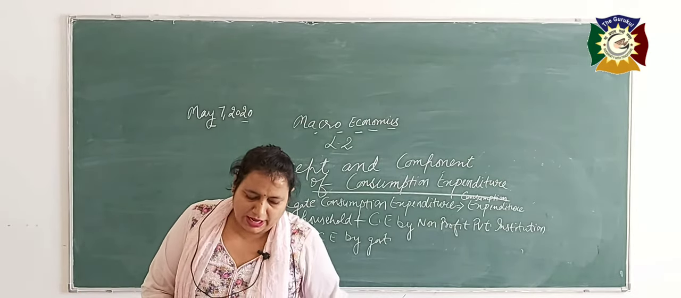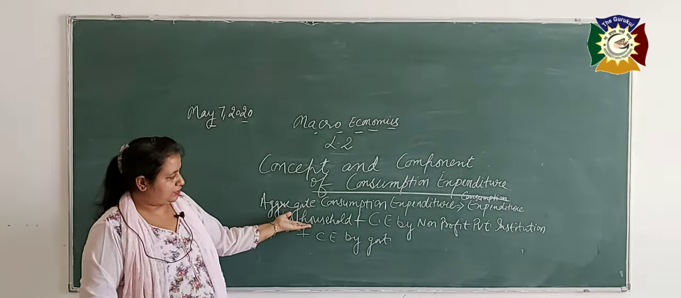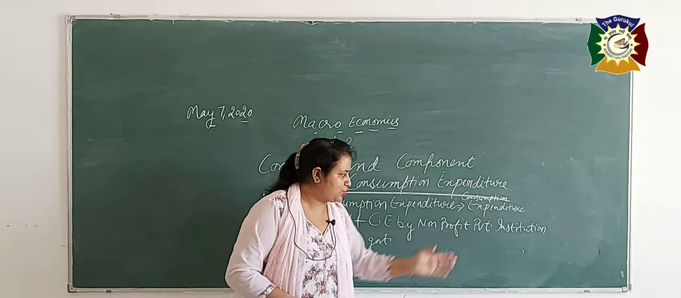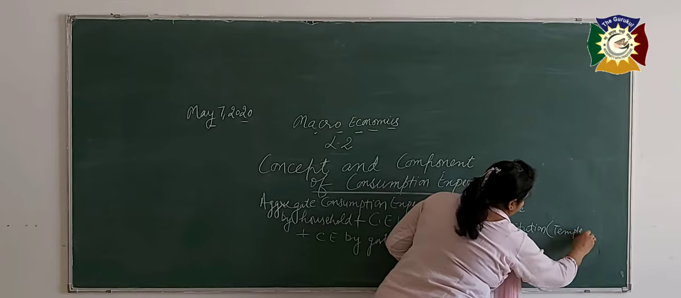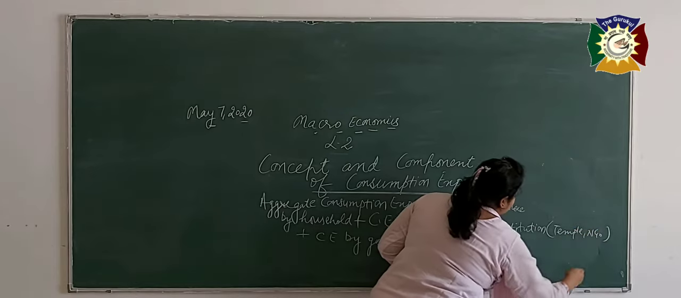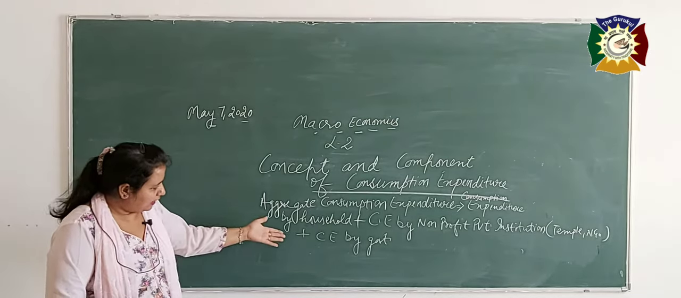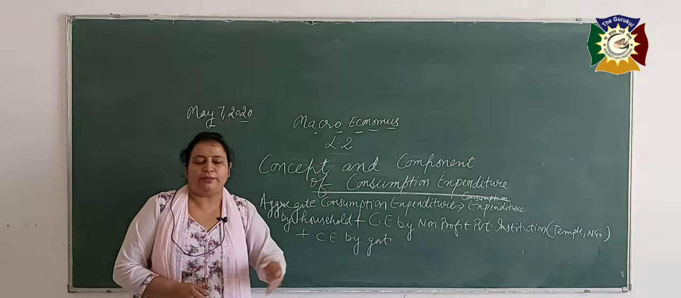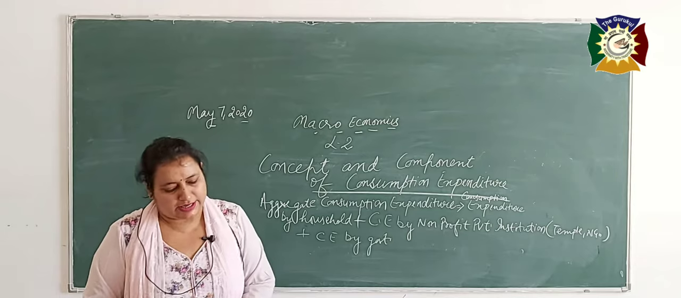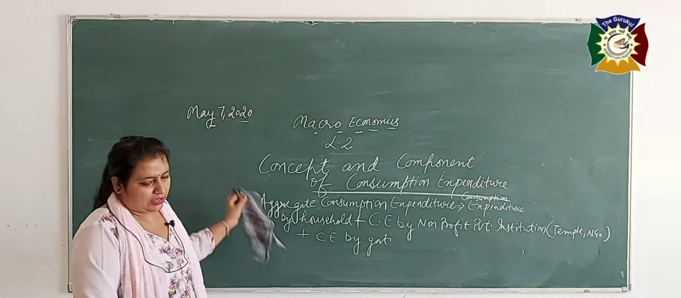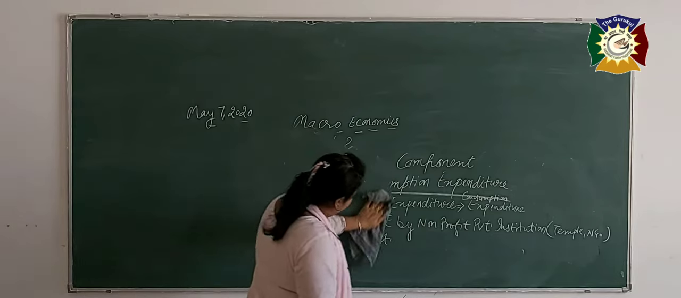It means what all is included: households spend on consumer goods, non-profit private institutions like temples, NGOs, gurdwaras etc. also do expenditure. And consumption expenditure by the government: the government spends on things like the midday meal scheme and defense goods etc. Now I am telling you the next concept and component of investment.